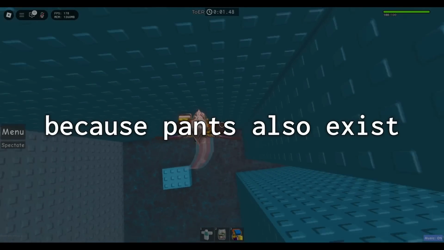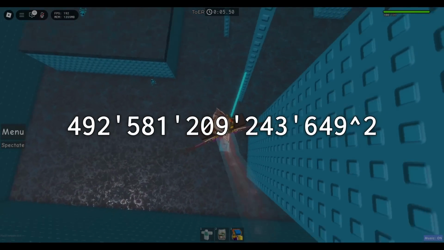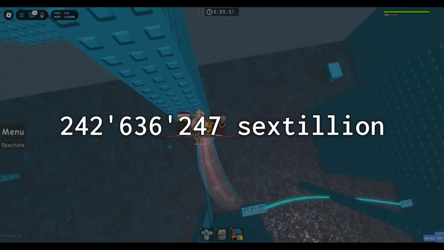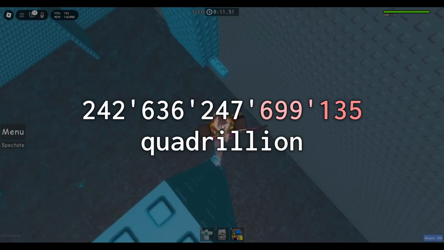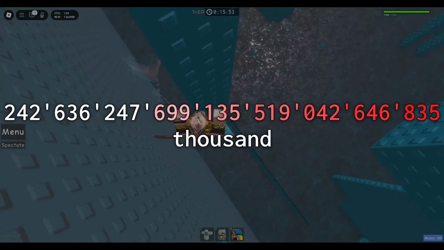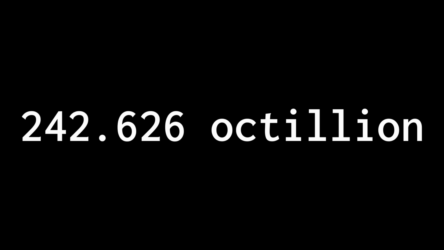Because pants also exist and have the exact same file, we can just square this number to get 242 octillion, 636 septillion, 247 sextillion, 699 quintillion, 935 quadrillion, 519 trillion, 42 billion, 646 million, 835,201 options. Yes, seriously. 242.626 octillion already seems like a lot, right? Well, now wait until we get to t-shirts.